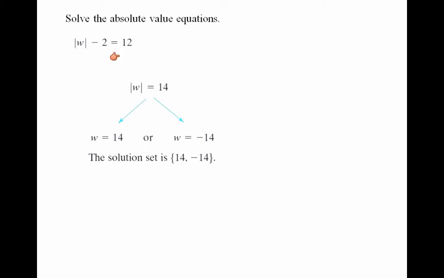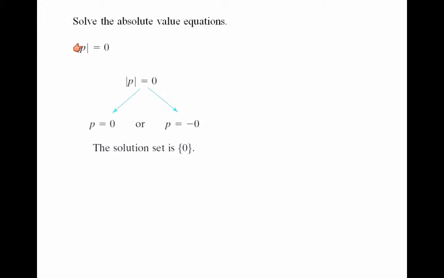Solve the absolute value equation. In this case, we need to isolate the absolute value first. So we need to add 2 to both sides of the equation. Here I get absolute value of w is equal to 14, and then we proceed with the same idea. w is equal to 14, or w is equal to minus 14.